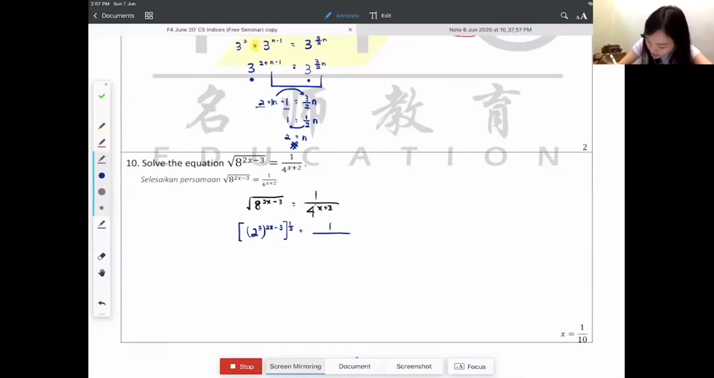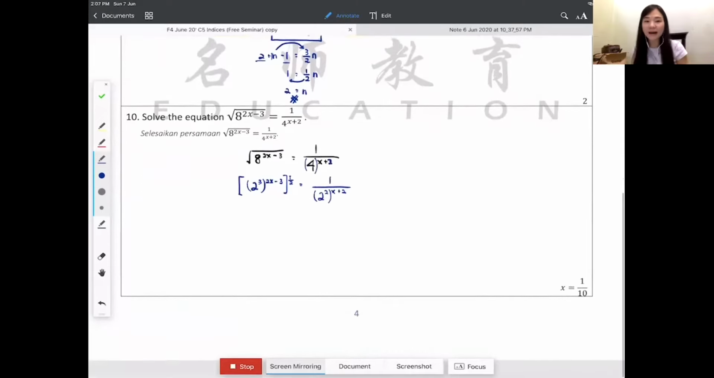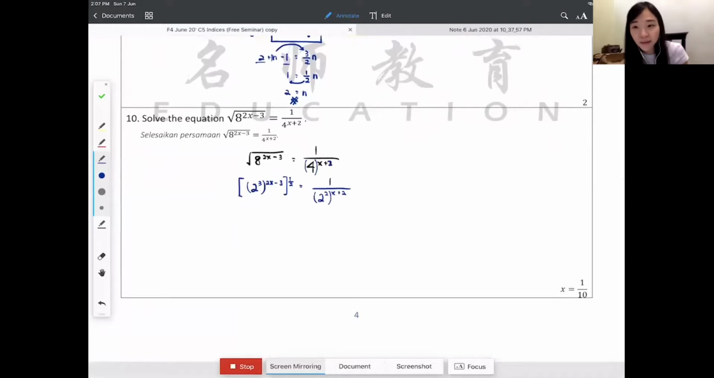So 4, isn't it, can become 2 square. Power x plus 2. Can, my dear? Isn't it somehow until here? Finally, they are all same base, correct? Next, let's open the bracket. This one I scared you guys confused. I slowly open, yeah? I open inside first, yeah?